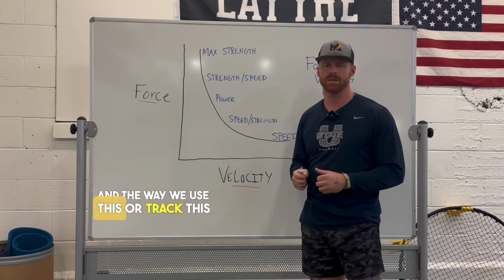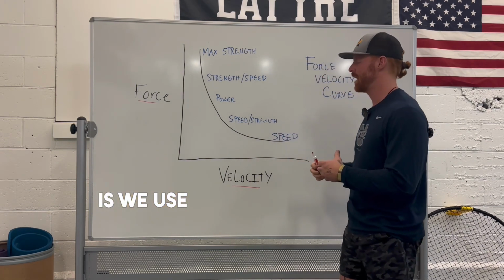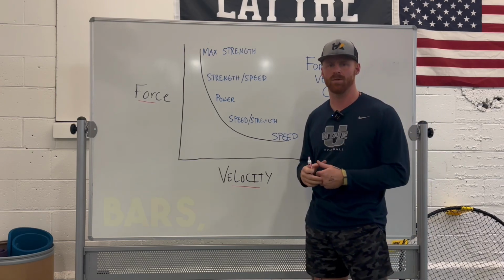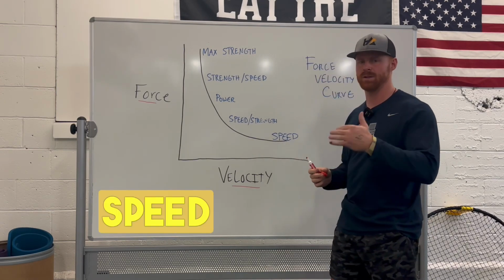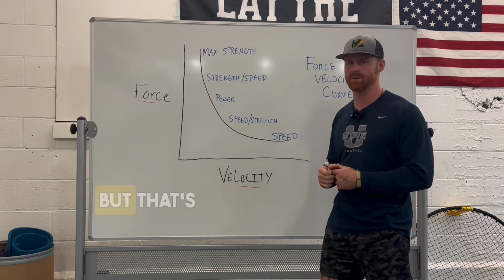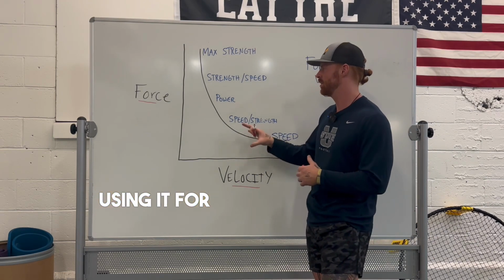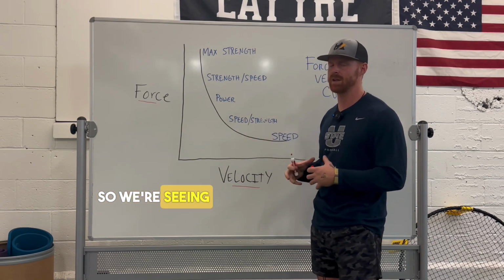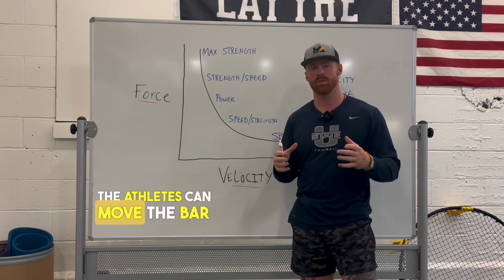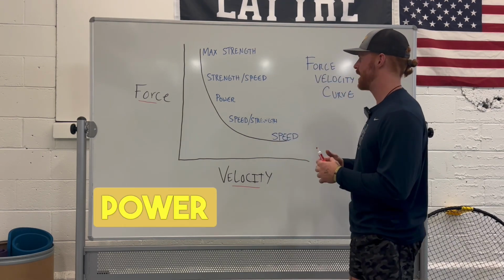And the way we track this is we use Output Sports, which is straps that we put on bars, and they measure the speed of the bar and a bunch of other things, but that's mainly what we're using it for relating to this. So we're seeing how fast the athletes can move the bar and create power or speed.